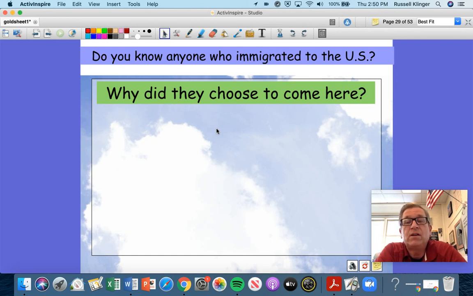Maybe it was to get rich, right? To make a better living for your family. Maybe it's for religious freedom. Maybe you're being persecuted back where you live. Maybe you come here because there's other family members here. There's a whole bunch of different reasons that we could probably come up with of why anyone would want to come to the United States.